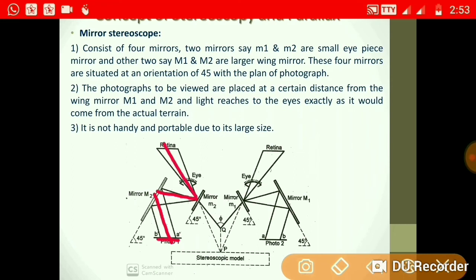Okay, same with the other eye. Photo 2 is observed by this large mirror M1, and then it is observed by the small mirror M1, and it is observed by the second eye. Okay, so the main function of this stereoscope is to put the two photographs at a proper distance apart from each other. It is not handy and portable due to its large size. So by the figure we can understand the exact difference between these two stereoscopes.